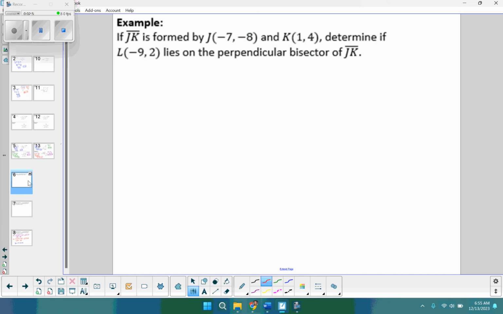Next, we have segment JK is formed by J and K. We want to determine if point L lies on the perpendicular bisector. So we need to check that J to L is the same as K to L. And to see if these two are the same, we would use the distance formula.